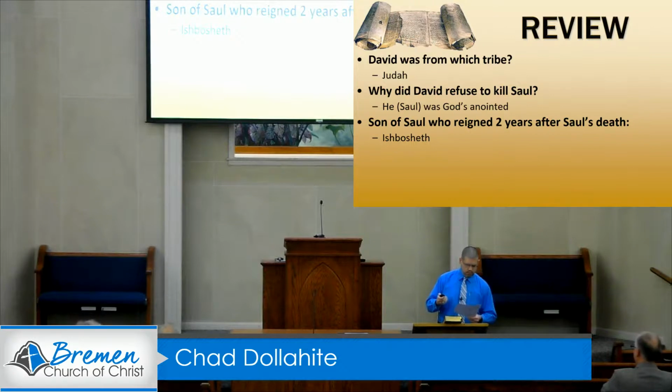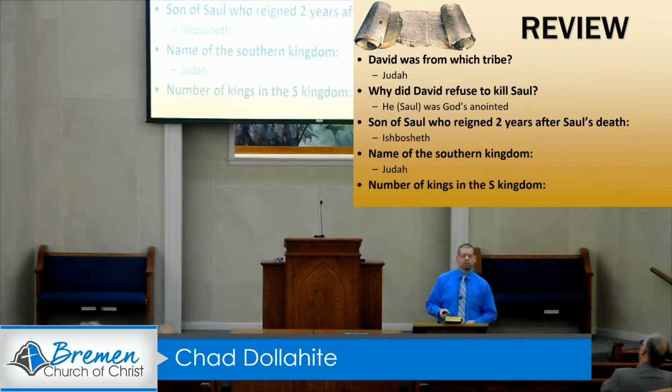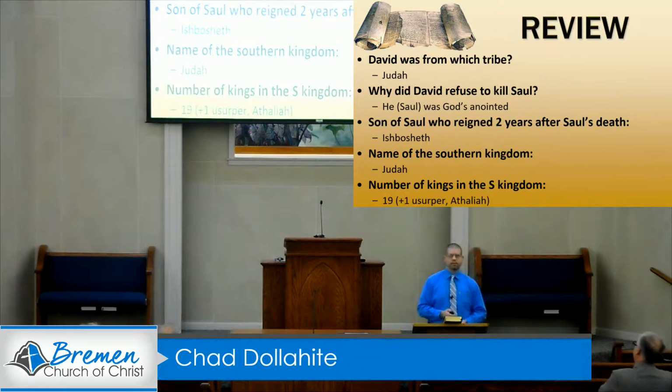All right, so just trying to make sure I cover all these. Name of the southern kingdom, Judah. Number of kings in the southern kingdom, 19, plus 1 usurper, Athaliah, the usurper. Some people list 20. I don't count her because she was never queen. She wasn't a king either way, so you have to say 19.